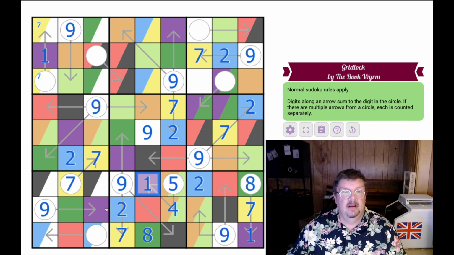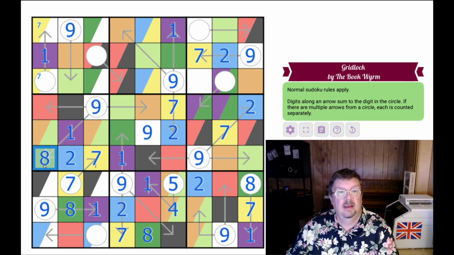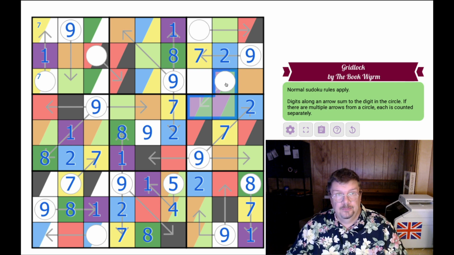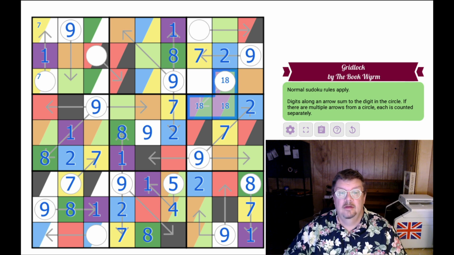So now I can place a 1, 1, 1, 1, and I can place 8, 8, 8, and 8. These are from 1 and 8. Don't know which way around these go yet. Okay.